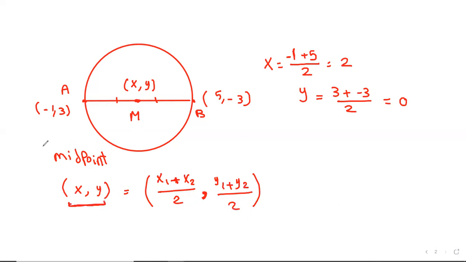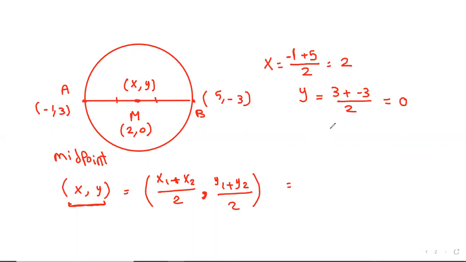How can we get the midpoint? Okay, the midpoint is x1 plus x2 divided by 2. And how can we get the y? The same, y1 plus y2 divided by 2. So it will be here 2 and 0. This point 2 and 0. Did you get it?